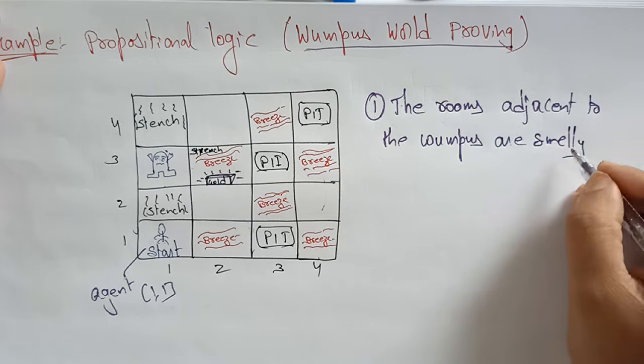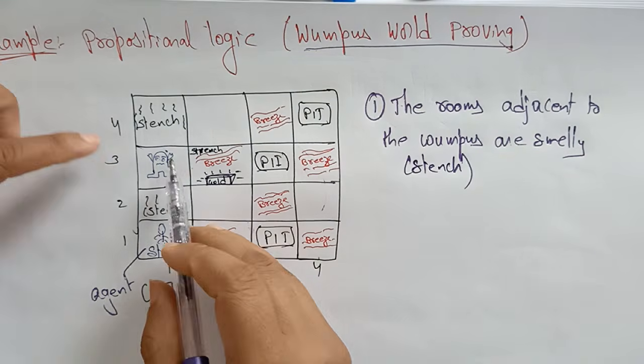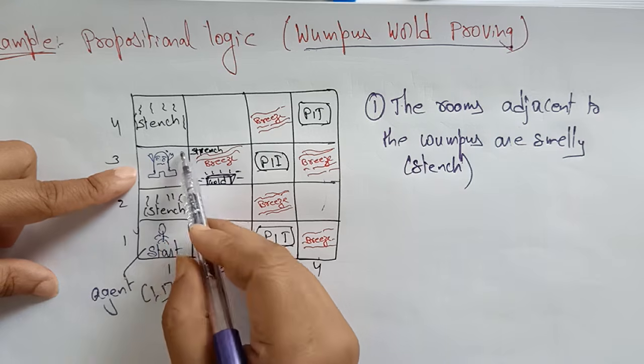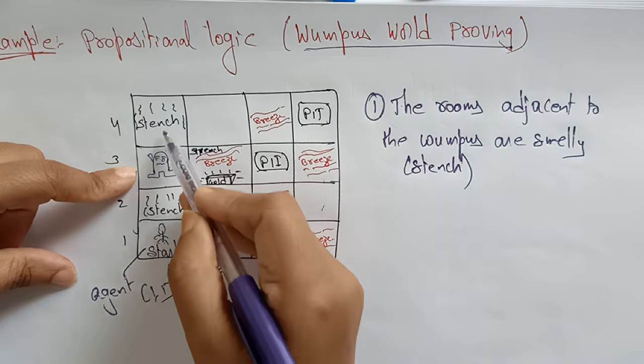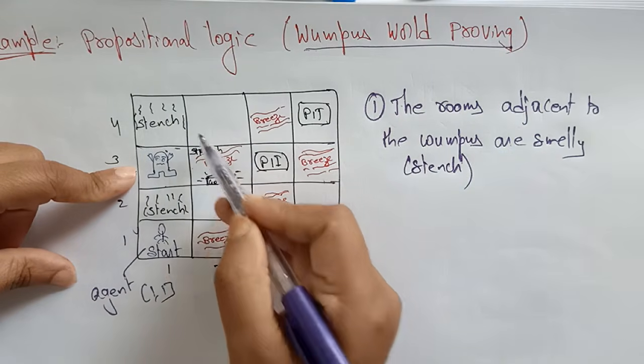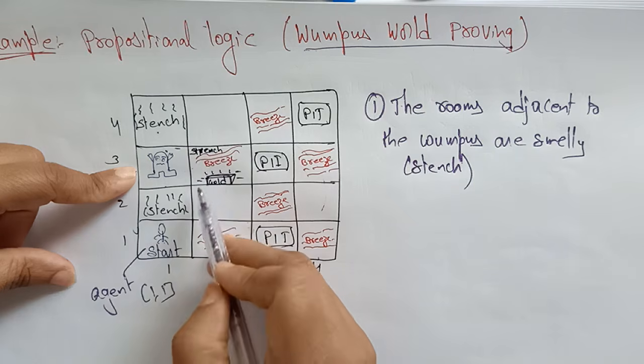Okay, so that it would have some stench. So we call it as some stench is there. So that's why it is smelly. So the room which is adjacent to the Wumpus. So here this is a Wumpus. Adjacent to the Wumpus, there is a stench. Here is a stench. Here is a stench. Here is also a stench. Okay, that means it is something smelly.